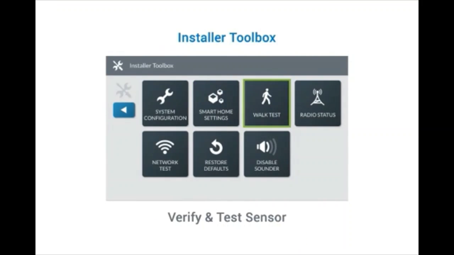Walk Test Mode tests each sensor, verifying the sensor's estimated signal strength and that each sensor is being received correctly by the GC3. Radio status displays the condition of the GSM or CDMA radio, including the signal strength. Network tests test the broadband connection. Restore defaults will default the selected sections. Disable sounder allows the sounder to be disabled for 30 minutes. After this time, the sounder will automatically be re-enabled.